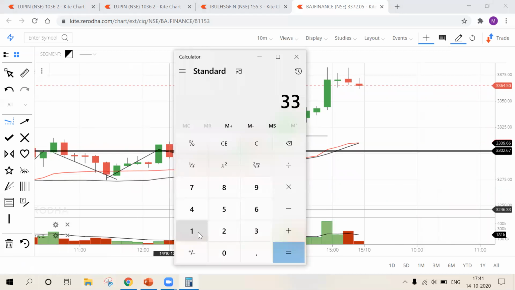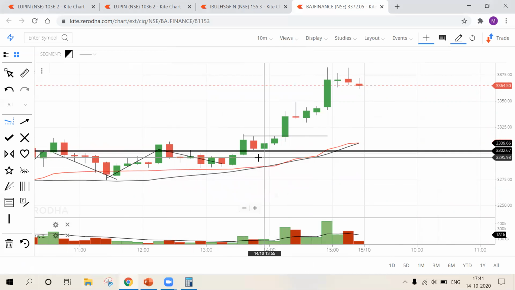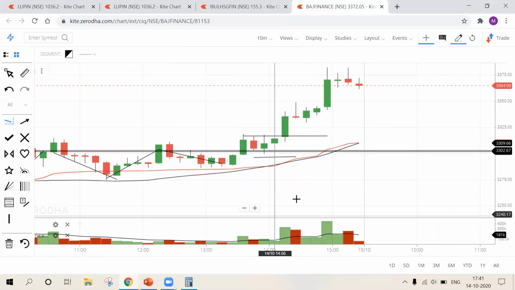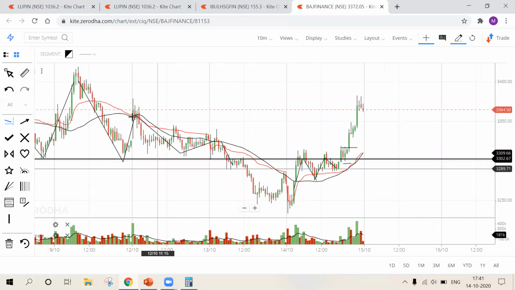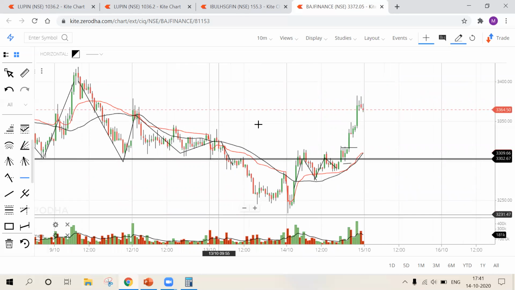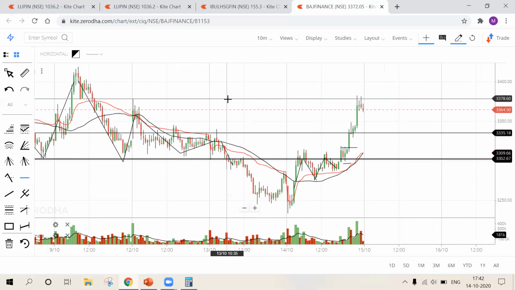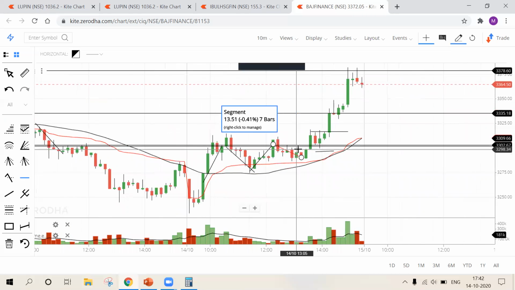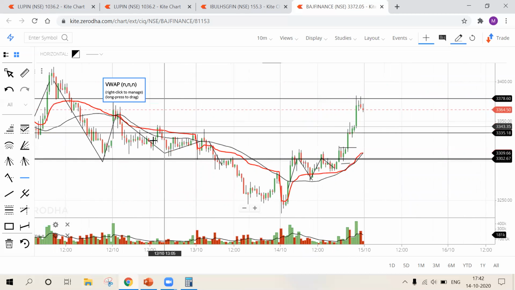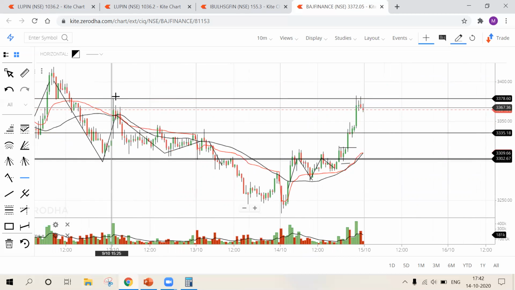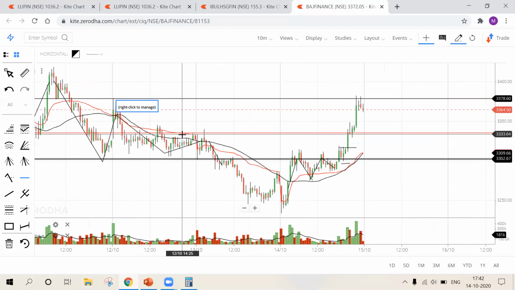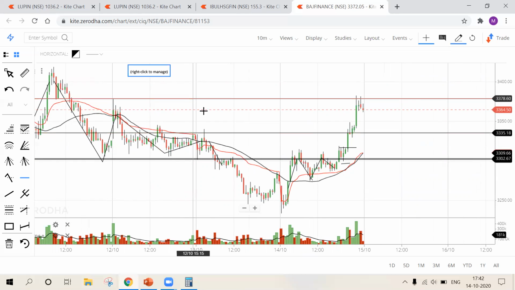Okay, I'll be entering at 3316. My stop loss will be below the key level. Now my target should be the next support and resistance level, that is this level and this level, because this level acted as a resistance here and this level acted as a resistance here. So this should be my first target, and this should be my second target.